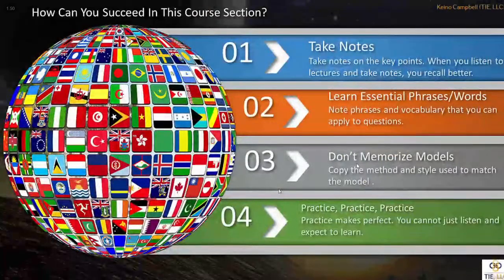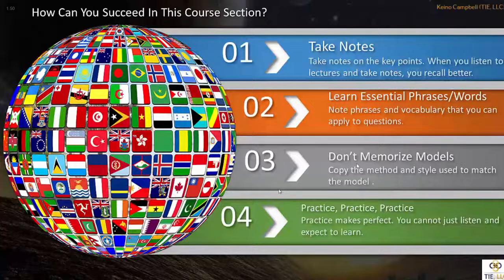Okay, now, how can you succeed in this course section? Well, for the speaking section, it's very important that you take notes. I'm going to give you a lot of information. And just like an in-person course, if you're sitting in front of a lecturer in the classroom, you take notes. Taking notes on the key points will help you to recall this information and be able to apply it at a later date. Also, I'm going to use a lot of words and phrases within context. I'm not just going to give you a list without explaining to you how to use that language. So really learn a lot of these essential phrases and words and be able to practice using them.